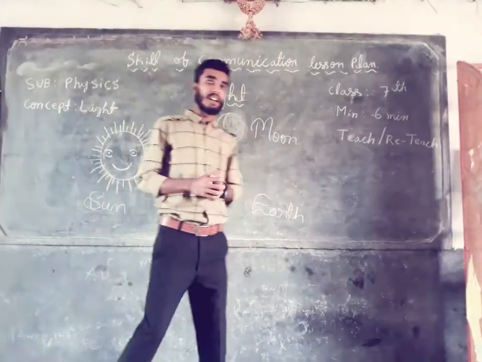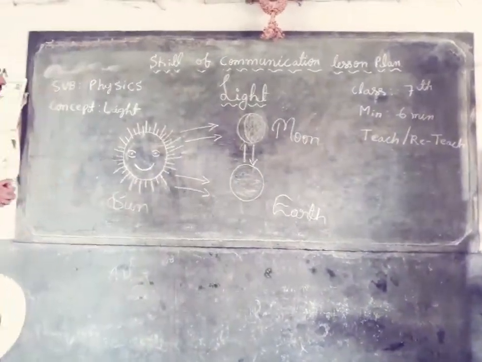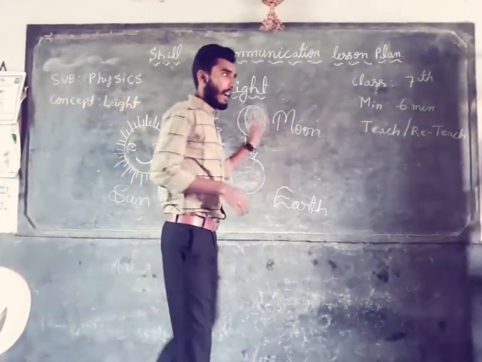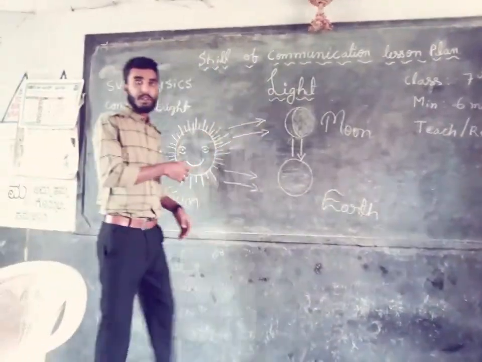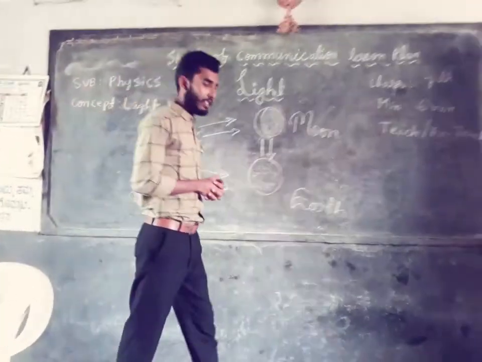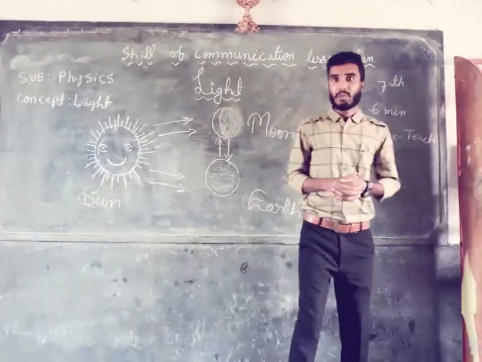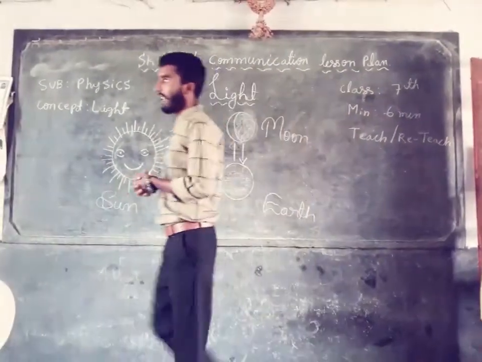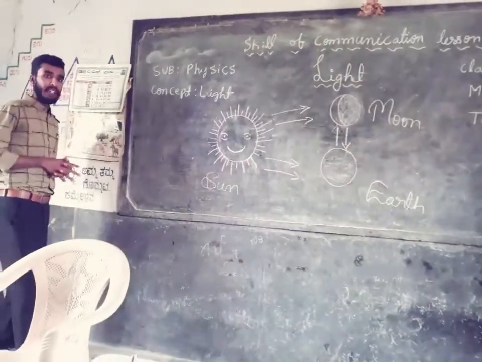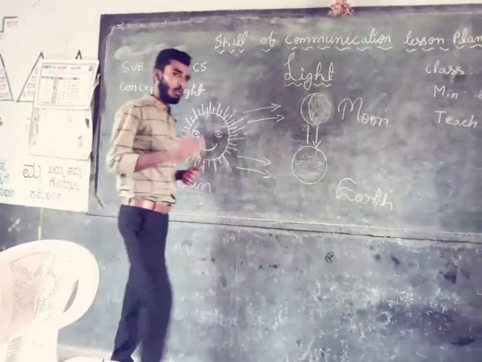Okay, my dear students, in this class we have learned about light and some luminous objects and non-luminous objects. Okay, I will ask you some questions. Please give a proper answer. Tell me, students, what is a luminous object? Give one or two examples.